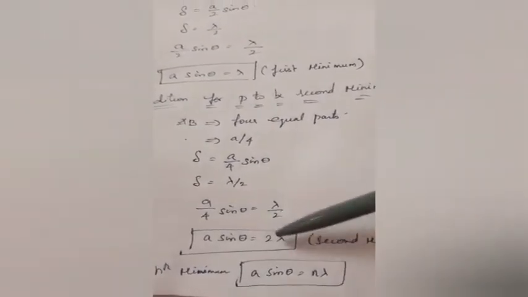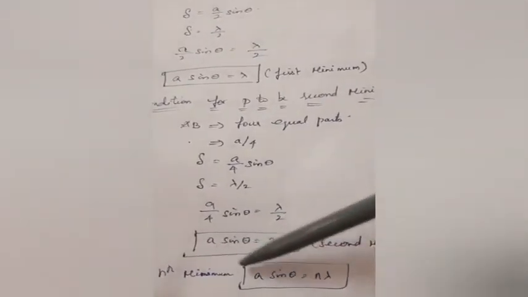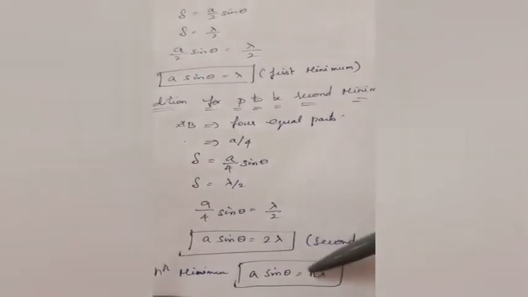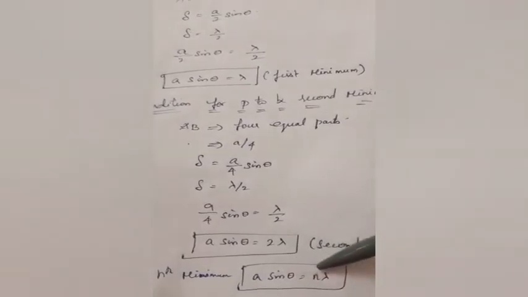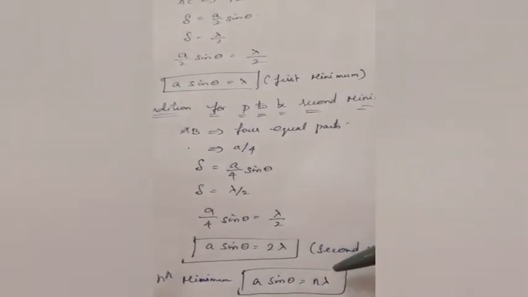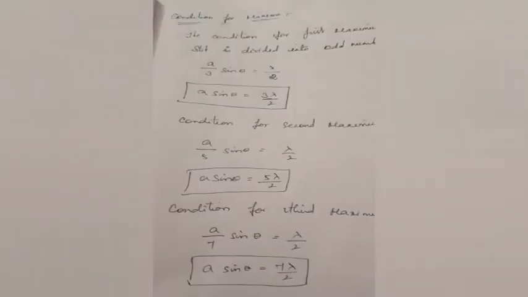So that is the general formula. Then we find the nth minimum, substituting n instead of the constant. So a sine theta is equal to n lambda. This is the general formula for the minimum condition.